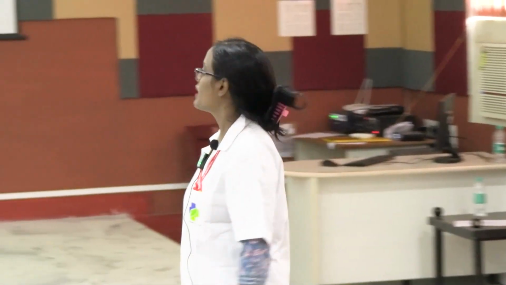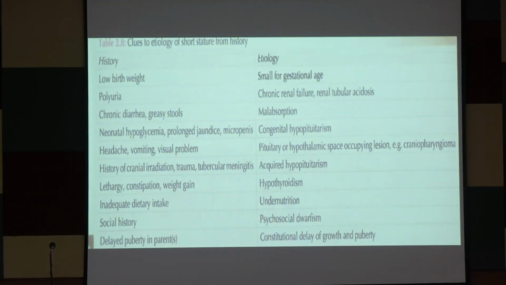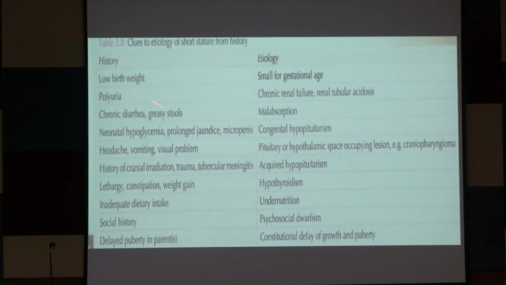Next, a neonatal history of neonatal hypoglycemia, prolonged jaundice, micropenis. All these things indicate congenital hypopituitarism. Headache, vomiting, visual problems suggest any space occupying lesion in the hypothalamus, like craniopharyngioma. Any other acquired cause? Suppose the child suffered from cranial irradiation, or meningitis happened, or there was any insult which causes acquired hypopituitarism. What are the features of hypothyroidism? There will be lethargy, constipation, poor weight gain.